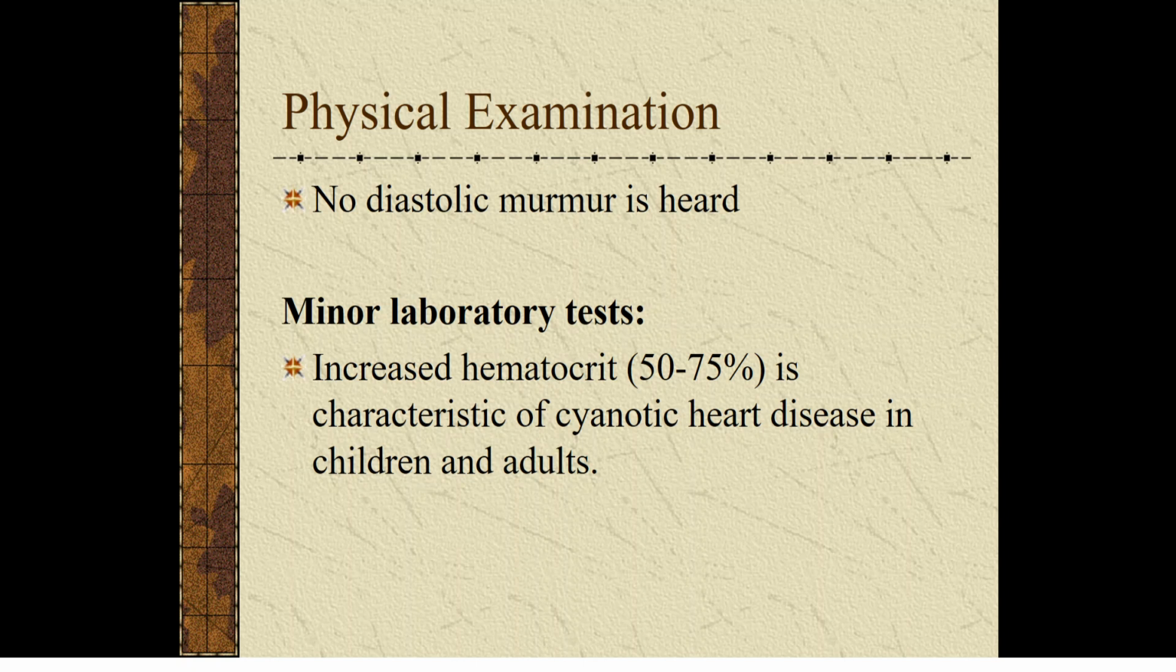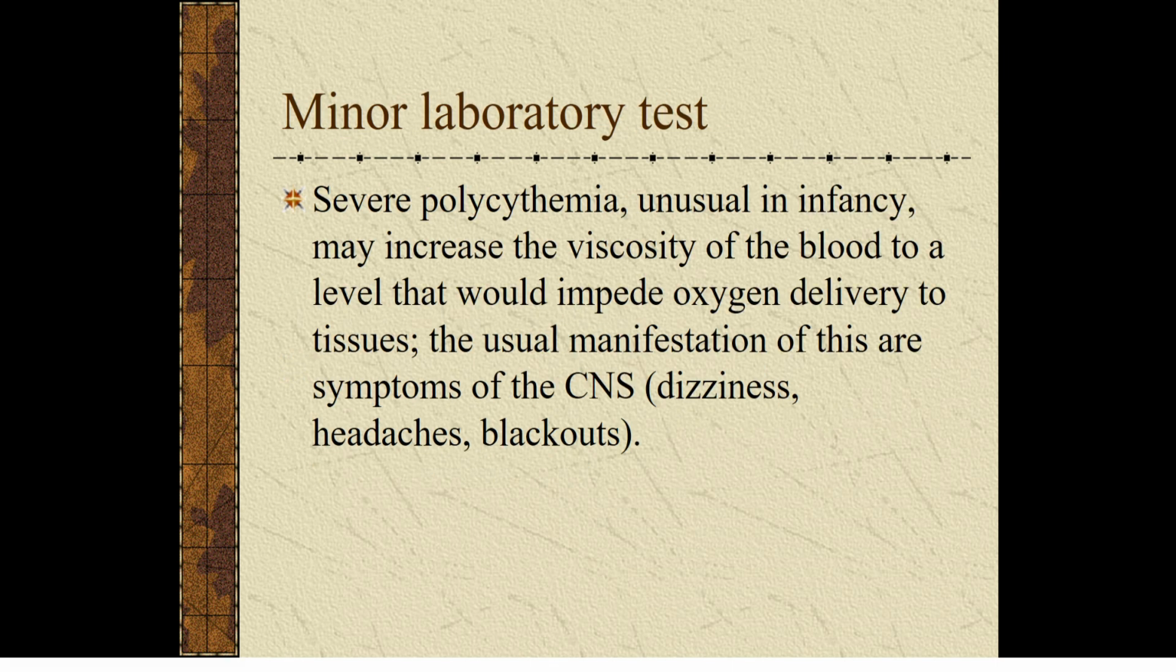Minor laboratory tests. Increased hematocrit from 50 to 75% is characteristic of cyanotic heart disease in children and adults. Severe polycythemia, unusual in infancy, may increase the viscosity of the blood to a level that would impede oxygen delivery to tissues. The usual manifestations of this are symptoms of the central nervous system: dizziness, headaches, blackouts.